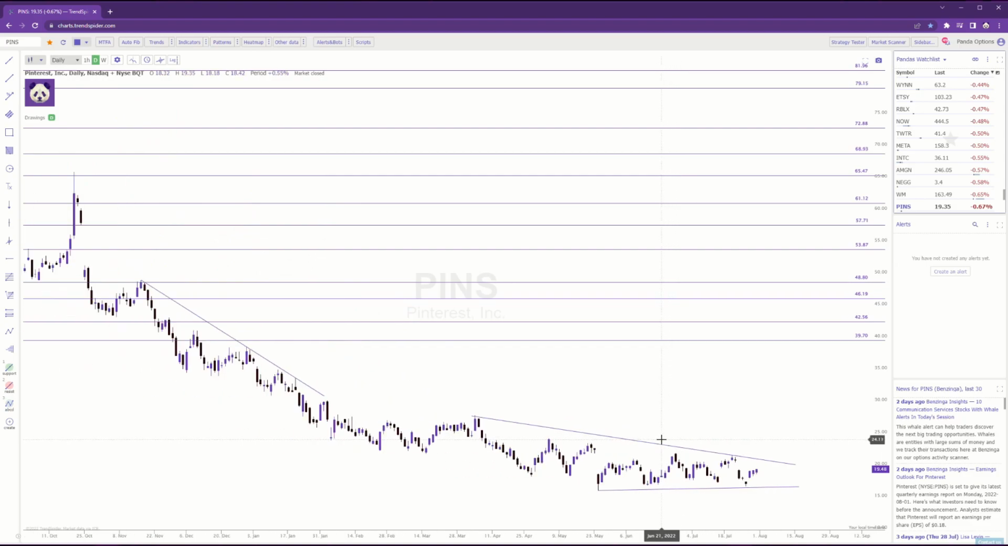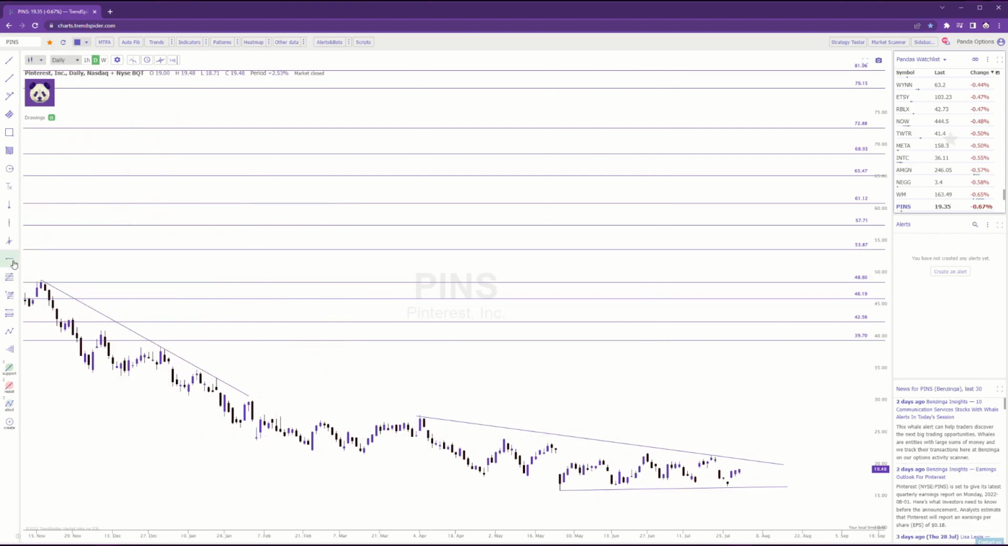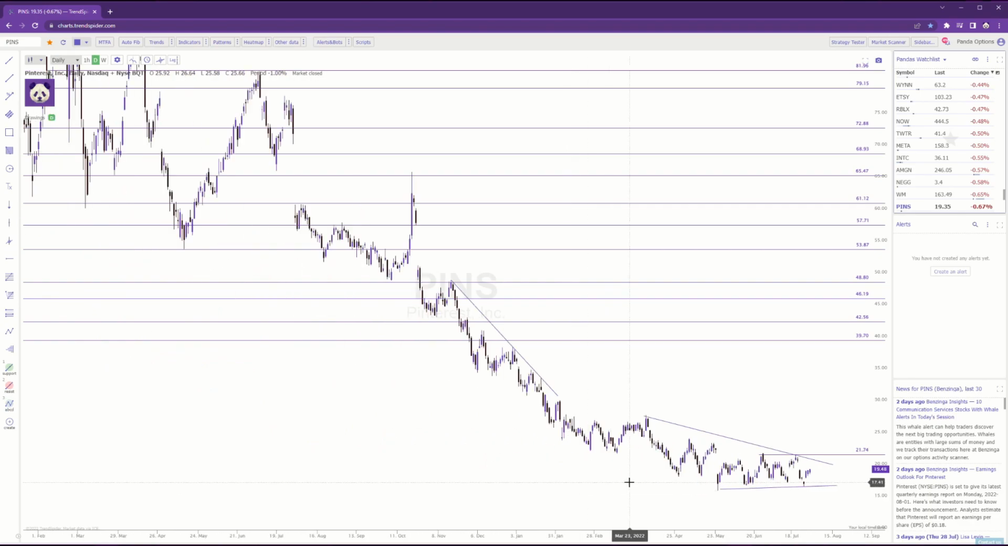Yeah, I don't really see much that's interesting to me. I would say if PINS can reclaim this 22 level, it could start to pick up a little bit of momentum. I think momentum on PINS sits at 21.74 or under the lows at 16.80, but it's a relatively weaker stock.